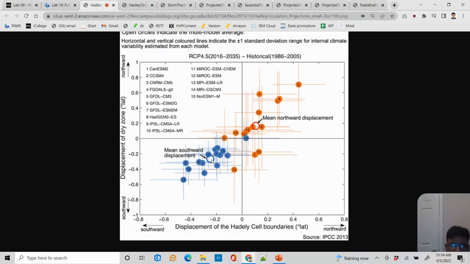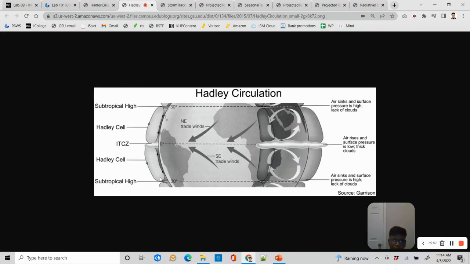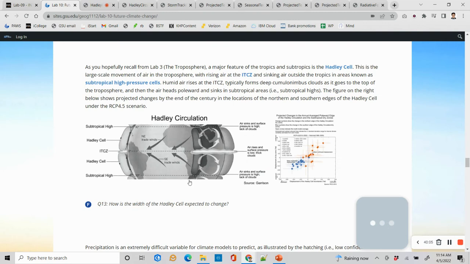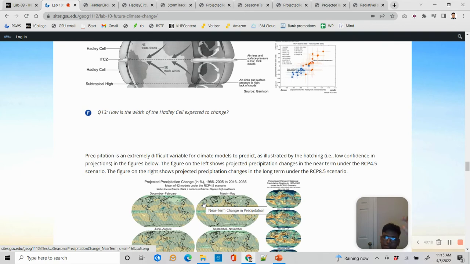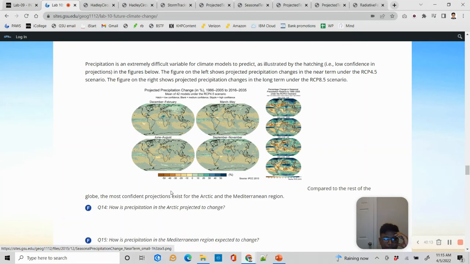Then again, if you look at the southward direction, it was zero in the standard situation, but for 2035 it would be there. That means it went down, it moved southward. You see, this is the southward, so it moves southward. That means the Hadley cell will move even further north in the north, and even further south in the south. So that's the idea of this. How is the width of the Hadley cell expected to change?